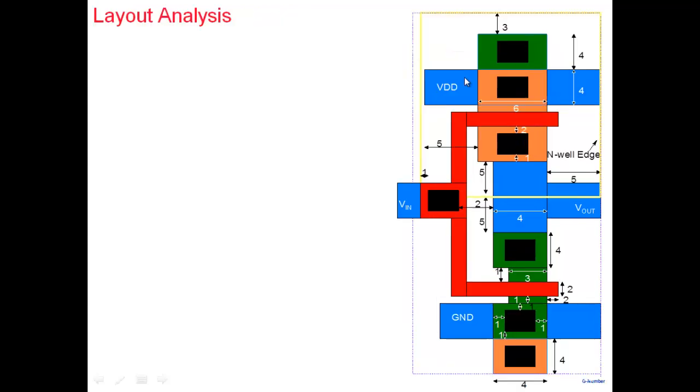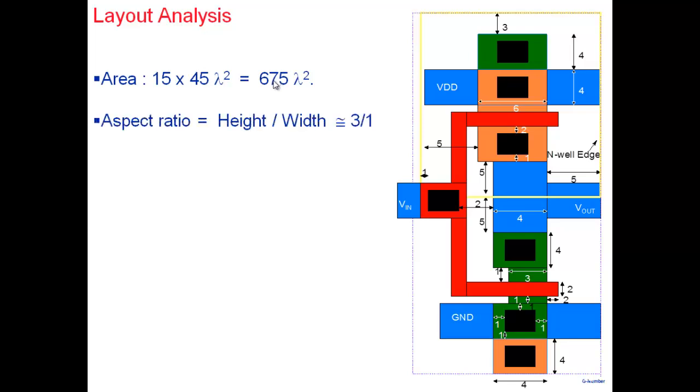Now you can do an analysis of your layout. The first analysis that we usually do is, let's put a box here which completely encloses the inverter. Minimum size rectangular box which completely encloses it is here. The area of our inverter, once you go and look at it, the width comes out to be 15 and the height comes out to be 45 lambda. So area comes out to be 675 lambda squared. Aspect ratio, height versus width, 3 times taller as compared to the width, is 3 by 1.